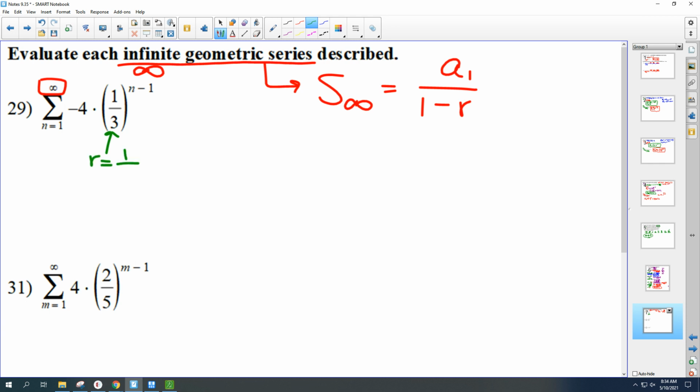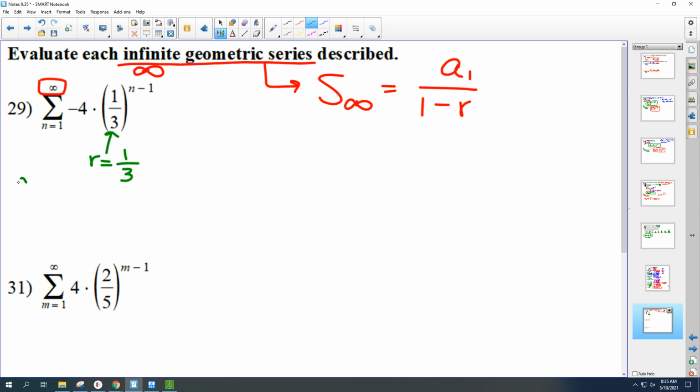R is 1/3. For an infinite series, this R number will always be a fraction or a decimal number between 0 and 1. Okay, or actually between -1 and 1, I guess. But you've got to have a fraction or a number smaller than 1, basically. All right. So what? We've got R.